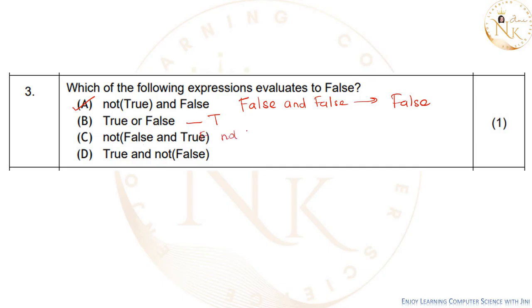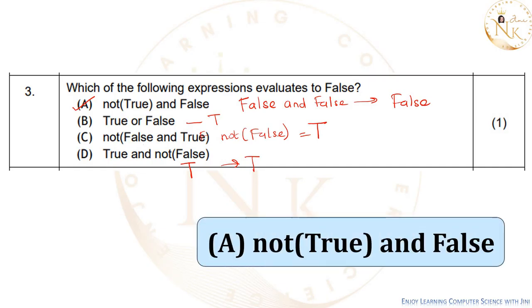Correct. So what is not false? Not false is true. Next one, true and not false. What is not false? True. What is true and true? You get true. So which option evaluates to false? Only the first option. Hope you are able to understand. Okay, so you have to write the answer not only as the A option. What is the text here? Not true and false. You have to write the complete answer. That is the instruction given.